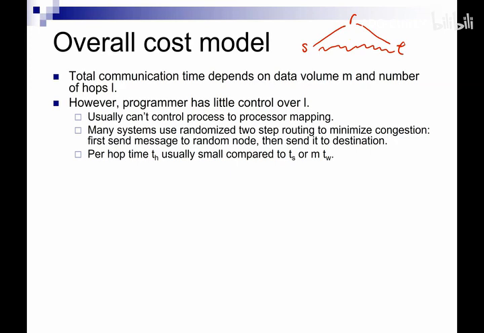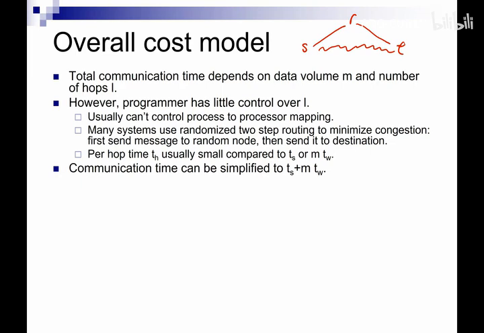But if you do randomized two-step routing, then again you lose control over how many hops the message is going to go through, because you don't know who the intermediary is. And the final reason for ignoring L is simply that this per hop time that we pay for each hop, this TH time, is usually quite small compared to the startup time or the total time to send the message, especially if you send a large message. So these are all good reasons that we can simply ignore L.